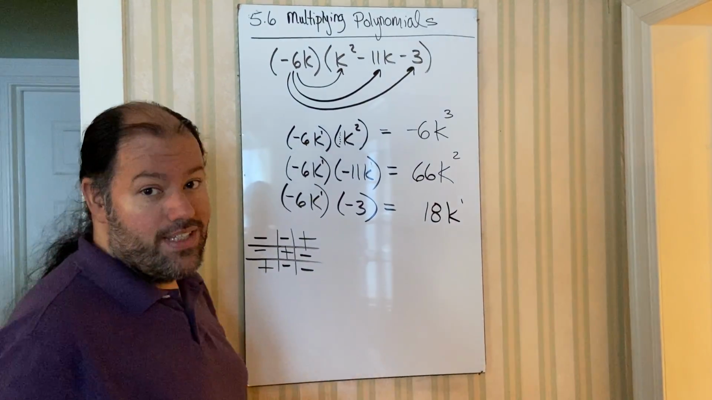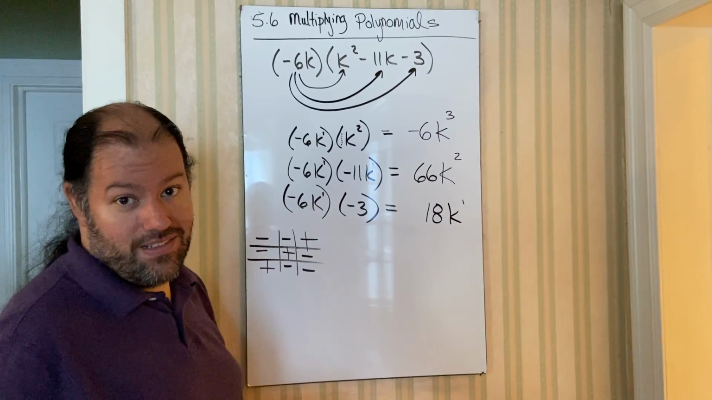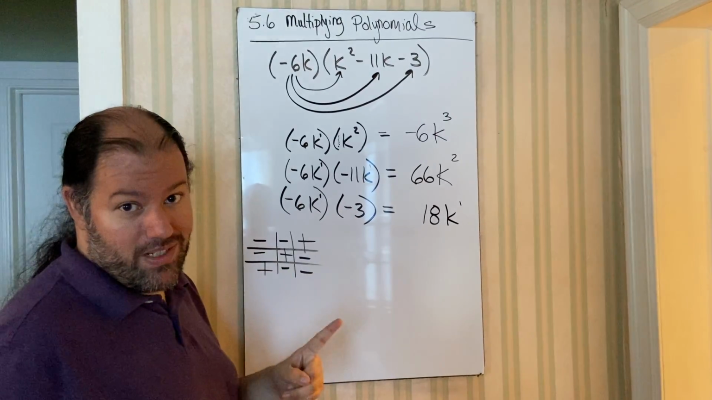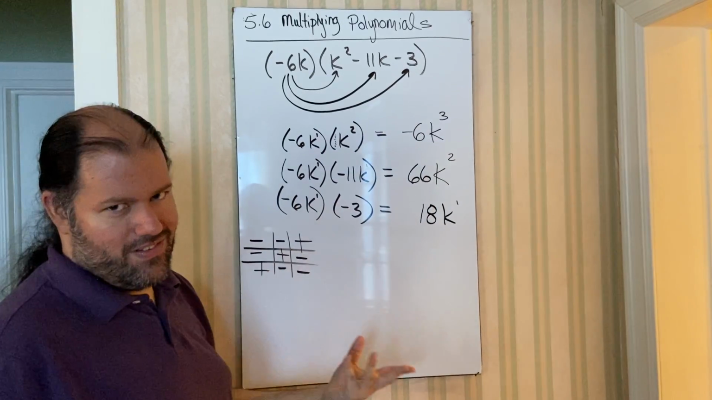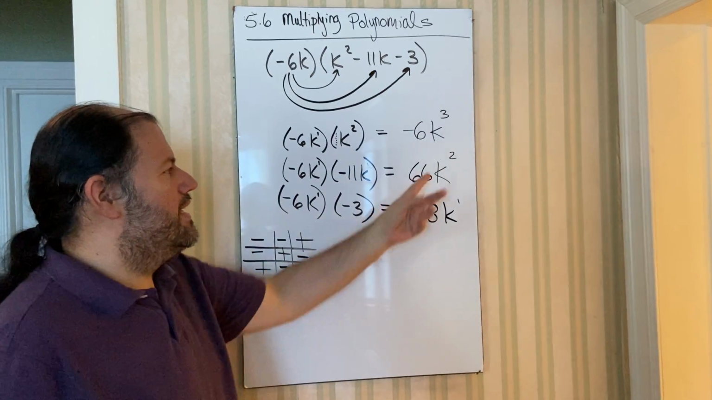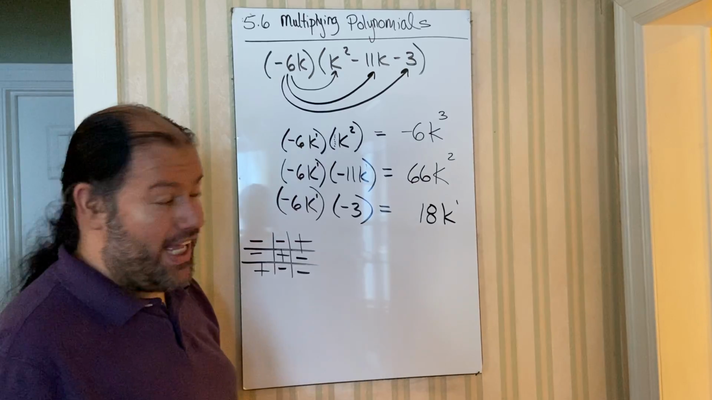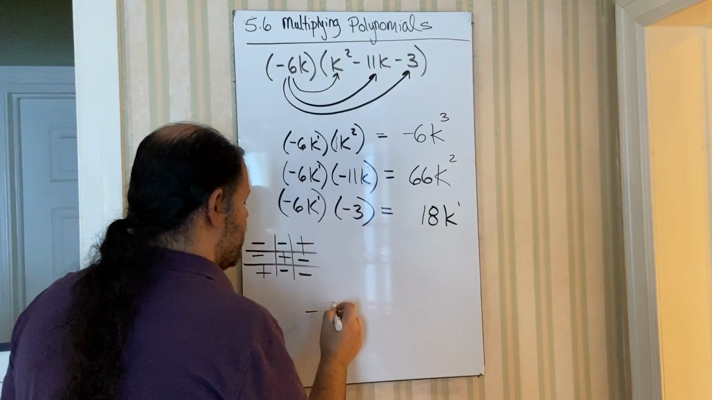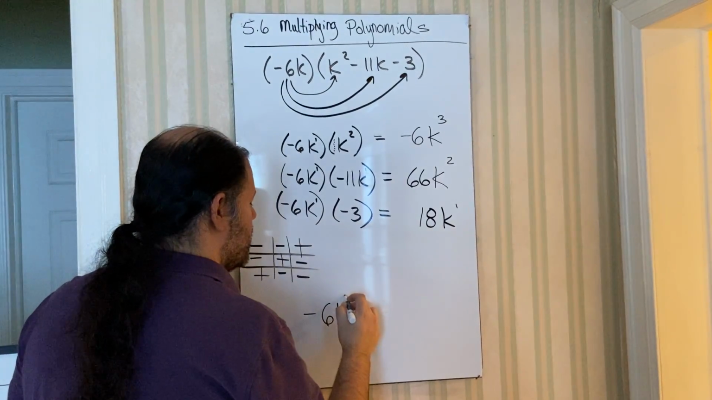To write my final answer, I always write it in descending order. Remember I said alphabetical first, well they're all k's, so I'm going to start with k. And then the highest exponent, or some people call it highest degree. So it's going to be minus 6k cubed.